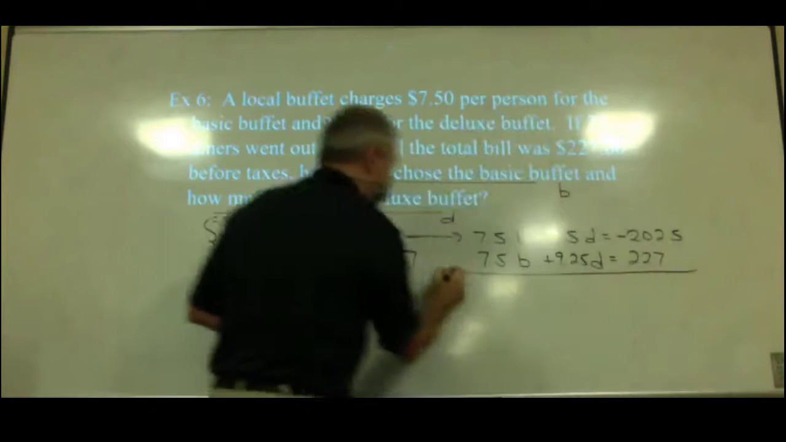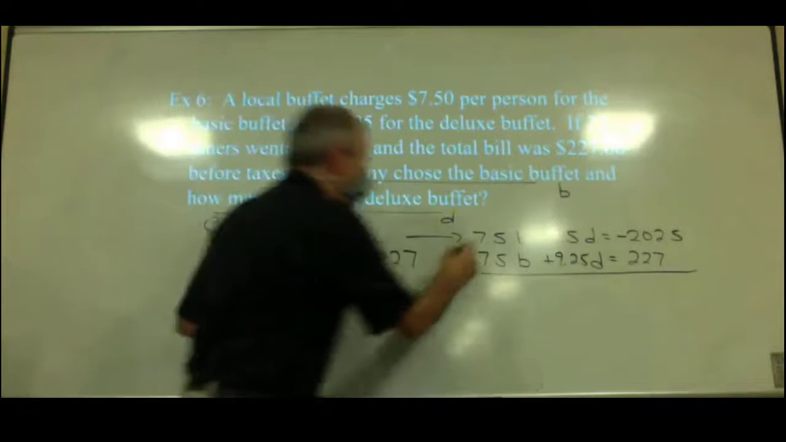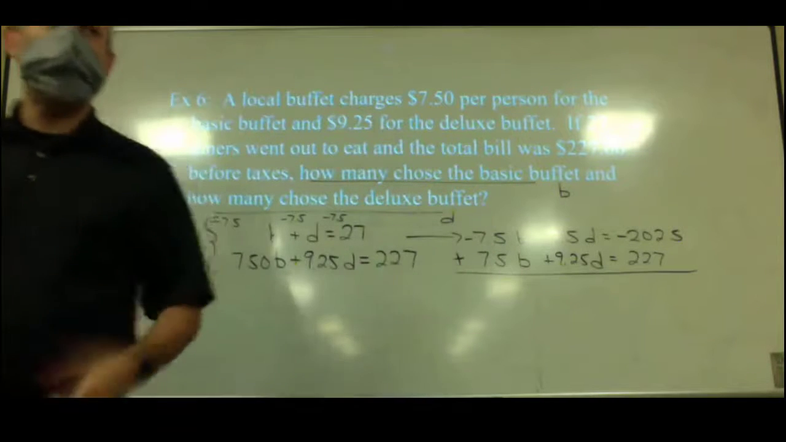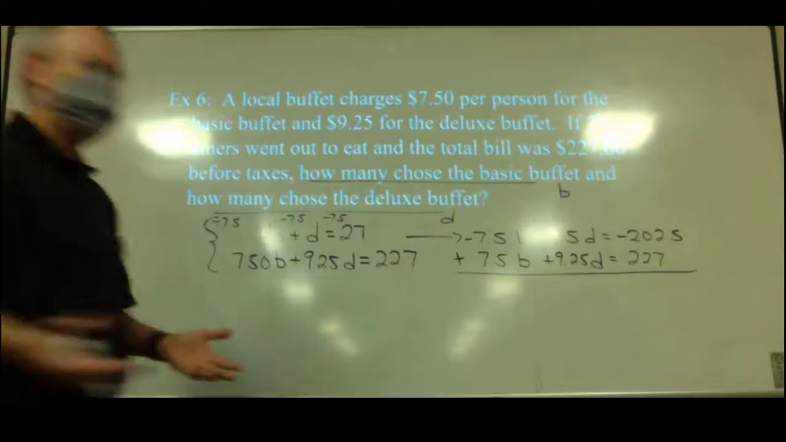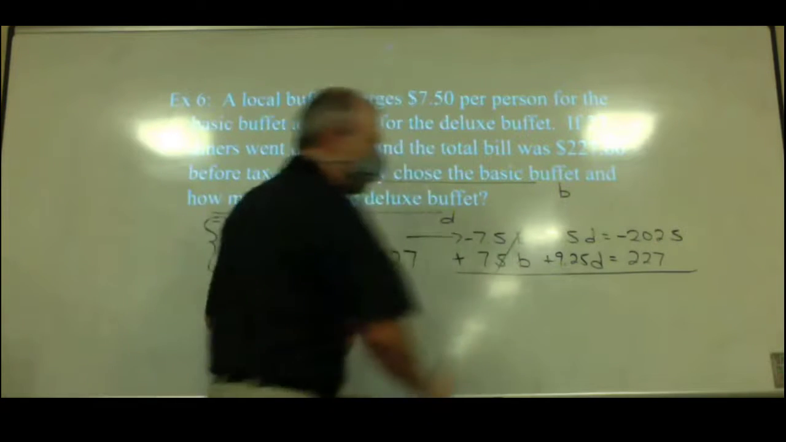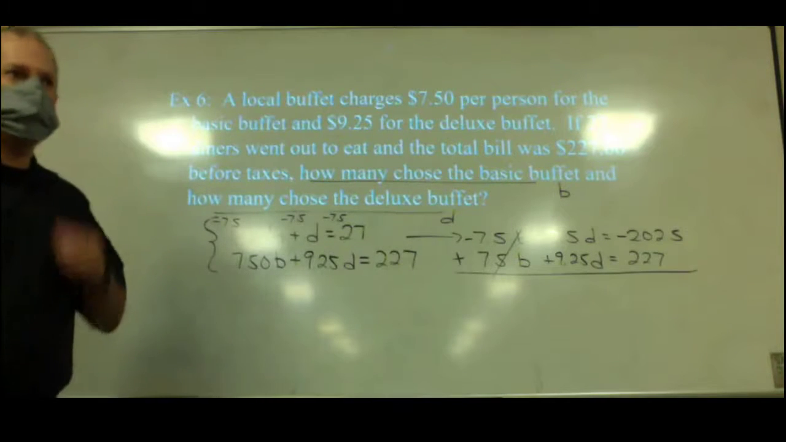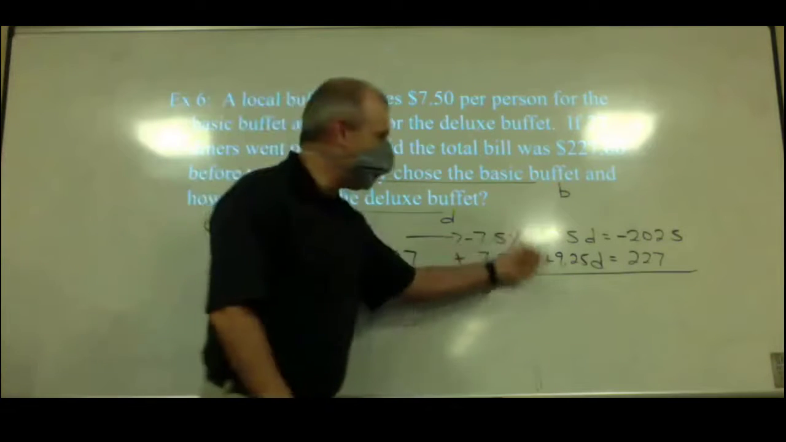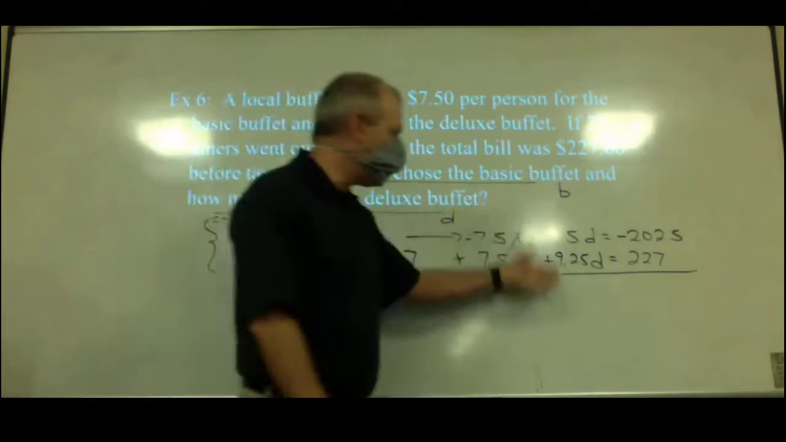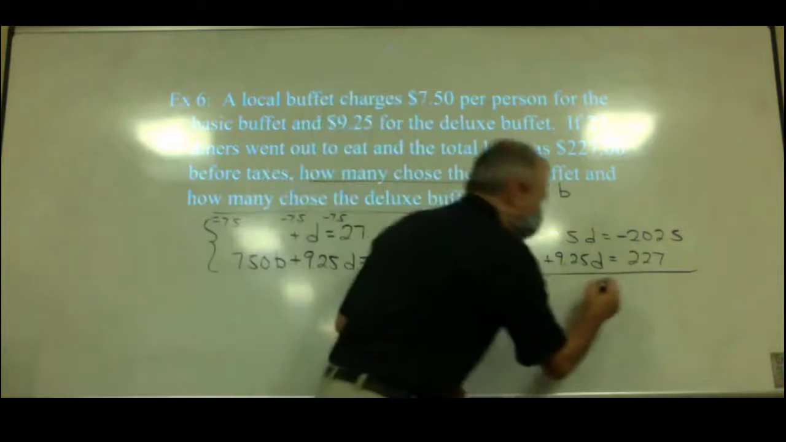Okay, remember now with elimination, we add them together. Whoops, I forgot my negative. So what happens with the b's? They cancel. That was the whole point of multiplying by the negative 7.5. What do we get? And again, you may want a calculator for this. What do we get when we add the d's together?